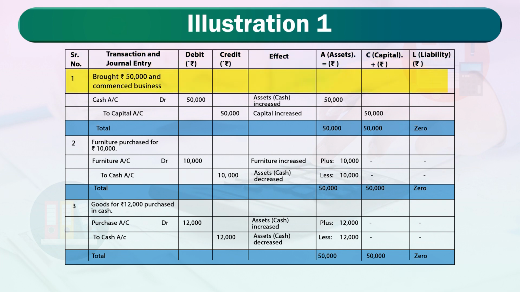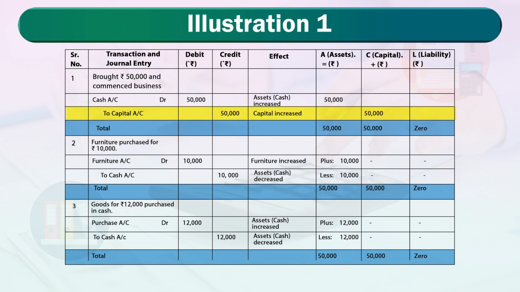The very first transaction is brought rupees 50,000 and commenced business. Here cash account gets debited and capital account is credited, because cash is asset of the business, debit whatever comes in. So, we are debiting cash account and owner is the giver of the cash. So, owner is giver of the benefit to the business. So, capital account is credited.